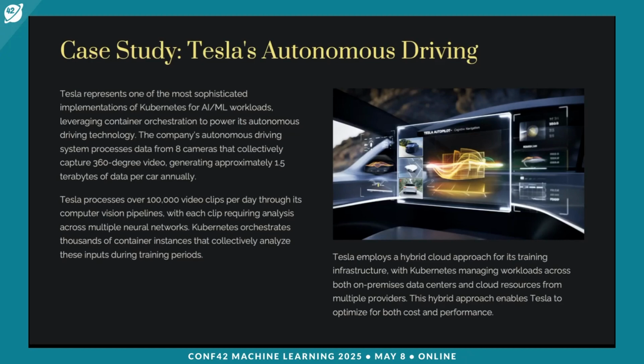Tesla employs a hybrid cloud approach for its training infrastructure, which is very important. Cloud brings you that reliability and flexibility, whereas on-prem gives you that high performance. With Kubernetes managing workloads across both on-premise data centers and cloud resources from multiple providers, the hybrid approach did enable Tesla to optimize for both cost and performance.